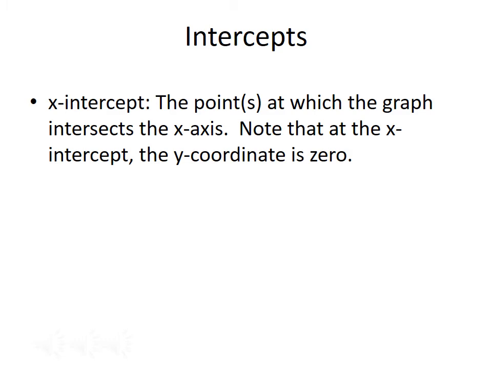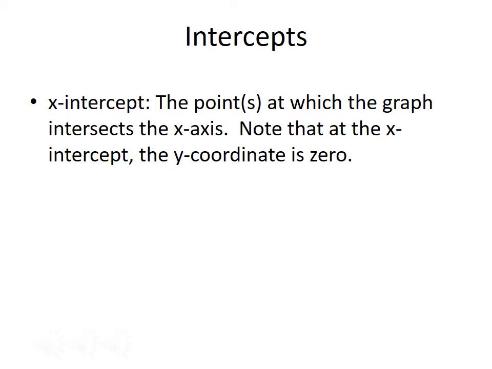So now that we've talked about sketching the graph of an equation by plotting points, let's talk about some of the characteristics of a graph. First, we're going to talk about intercepts. There are two possible types of intercepts. The first is the x-intercept, and that's the point or points at which the graph intersects the x-axis.